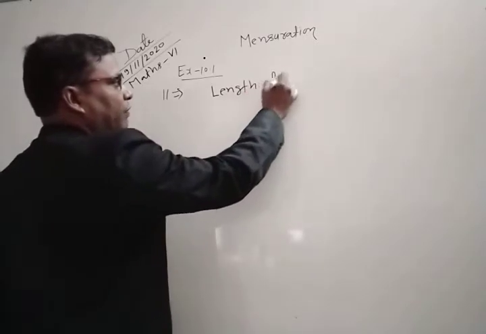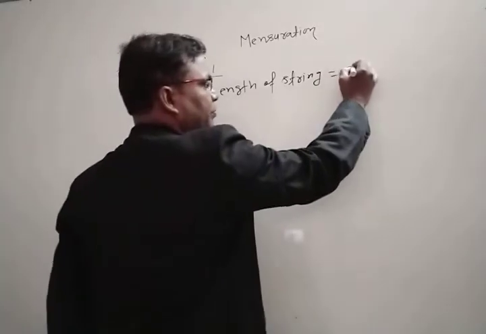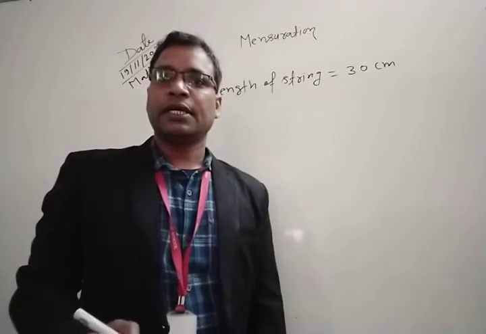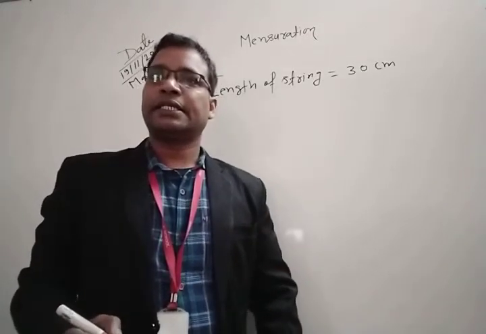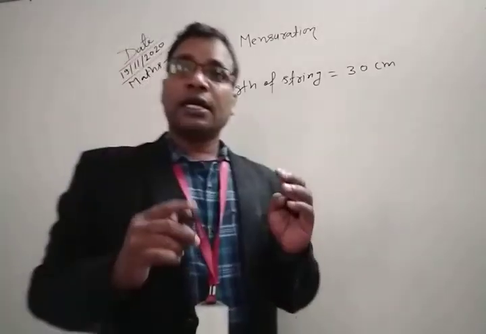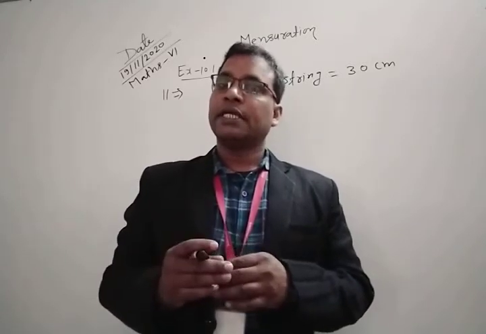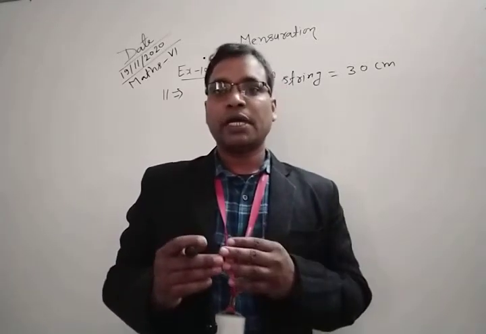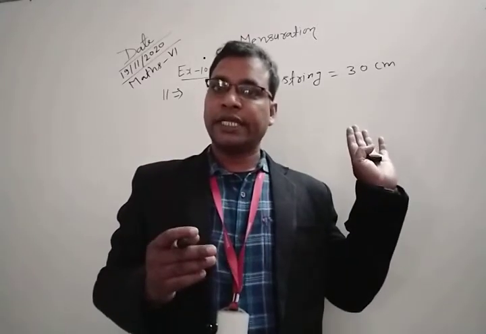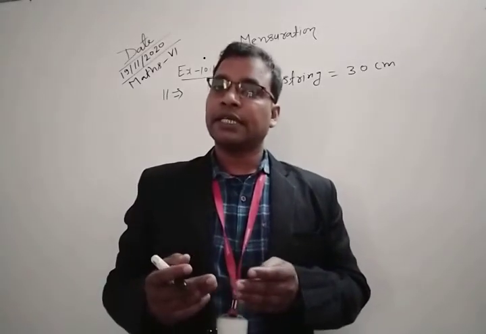Length of string is equal to 30 centimeter. This is given. We use this string to form a square. It means that the perimeter of the square is the length of the string. Also we form an equilateral triangle from this string whose length is 30 centimeter. Again, the perimeter of the equilateral triangle is 30 centimeters.